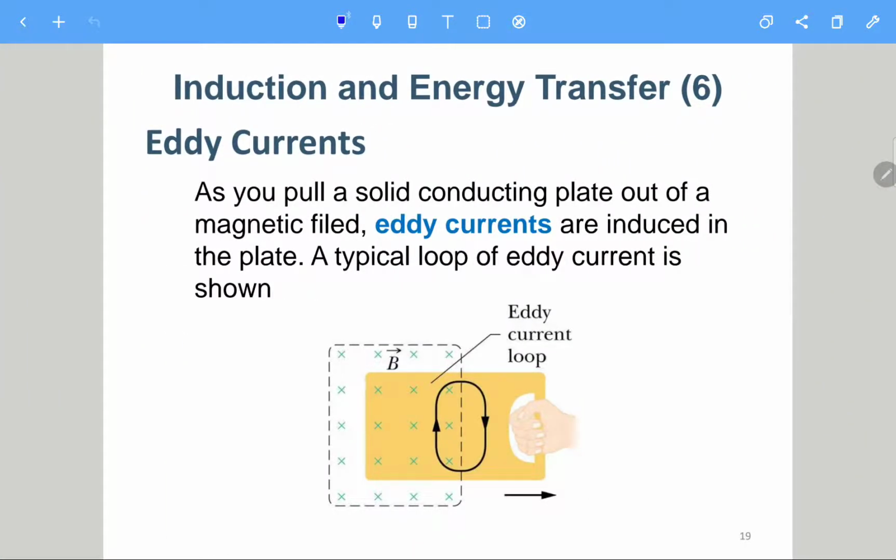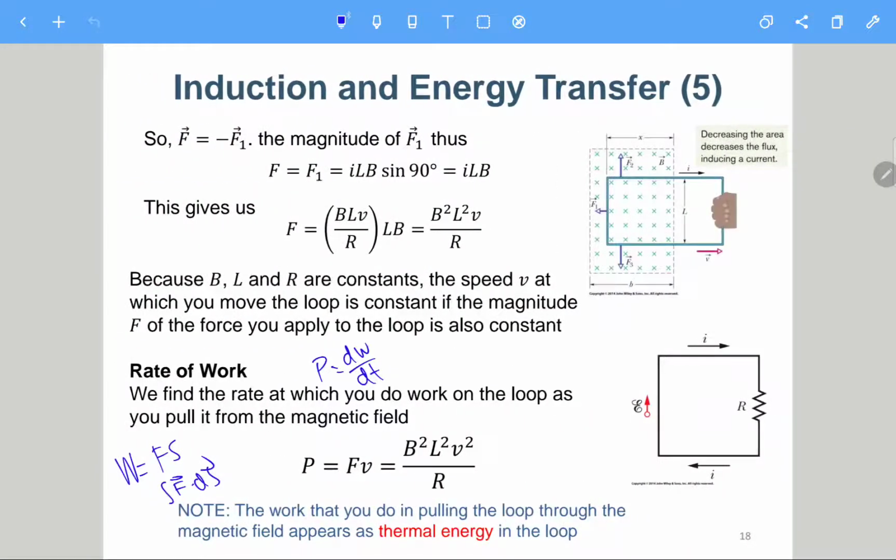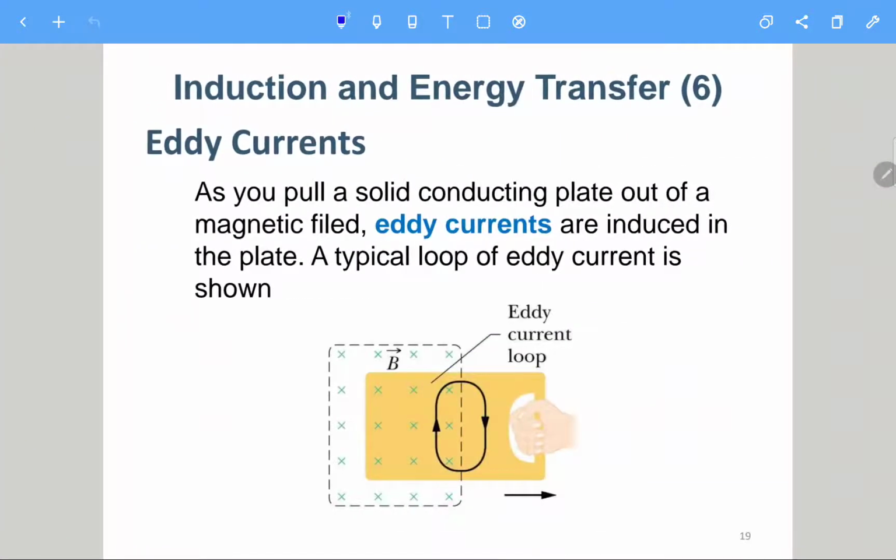So here we discuss the so-called eddy current. Just now we mentioned that we have a loop, so the current will go through the loop, which is obvious. But even if you have a solid metal plate there, as you pull a conducting plate out of the magnetic field, there will be eddy current.